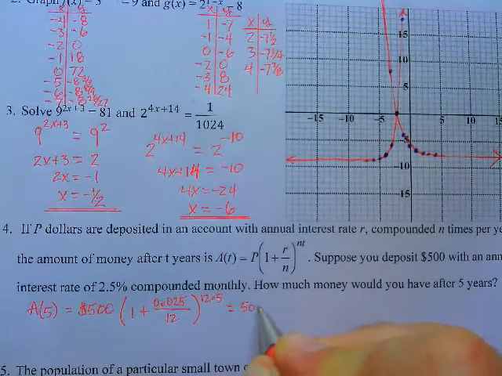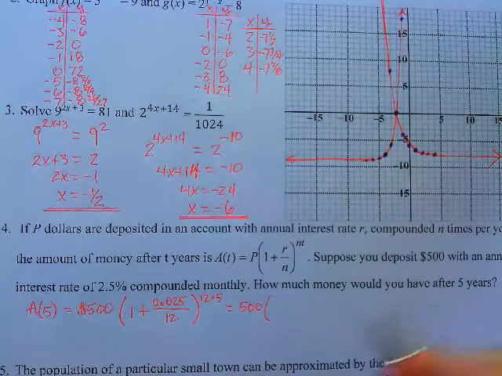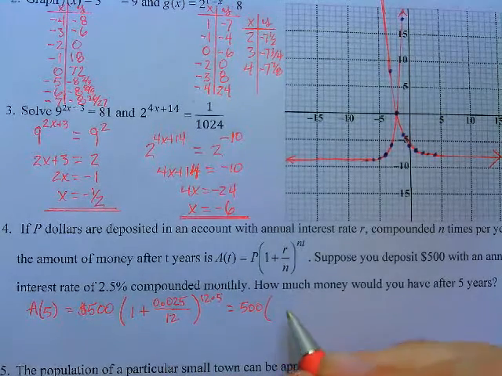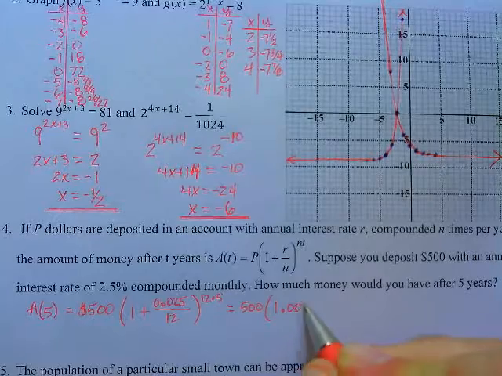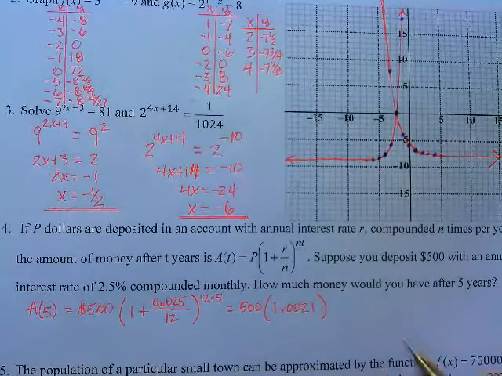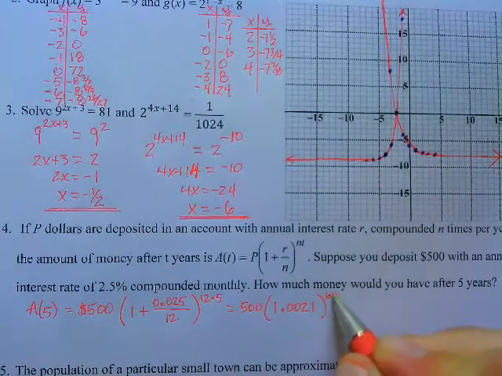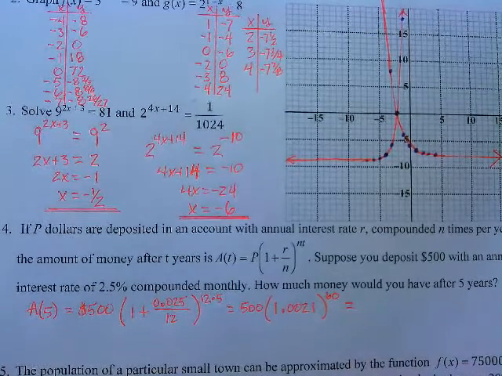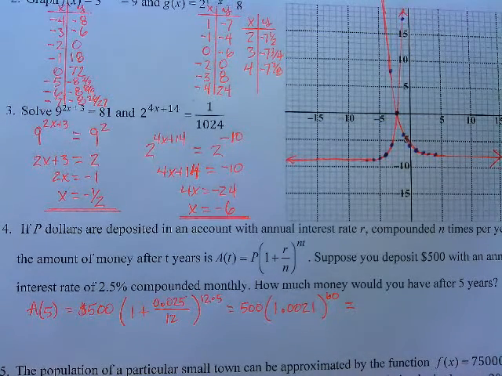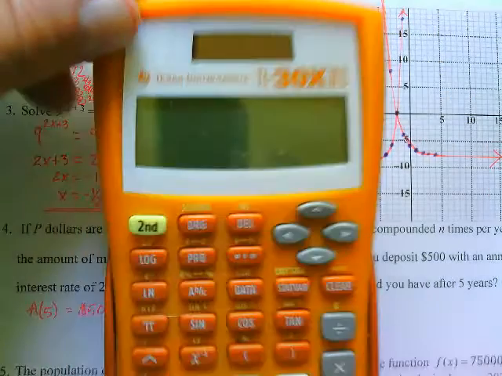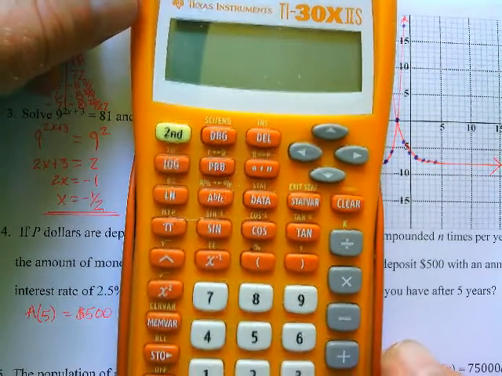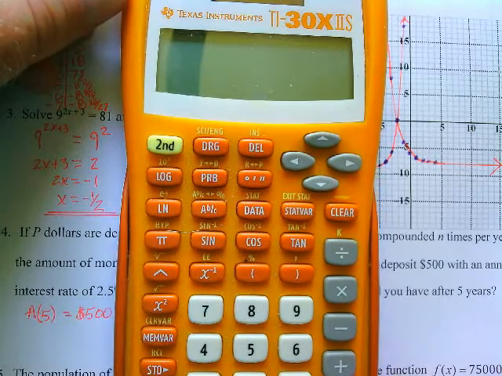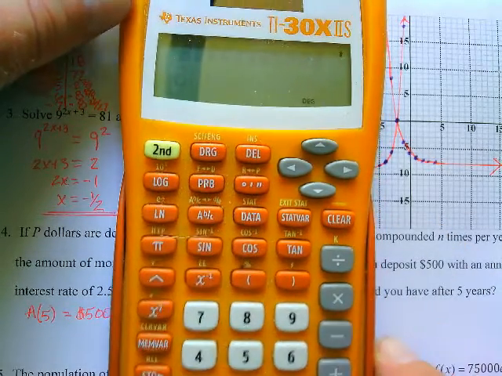So I have the 500 that I started with. 0.025 over 12 is 0.0021, so this part. And then 12 times the 5, that gives me 60. Now, on my calculator, if I want to do something like that, what I can look at is the hat button, which is right here, to do exponents higher than that. So let's go ahead and turn this on.